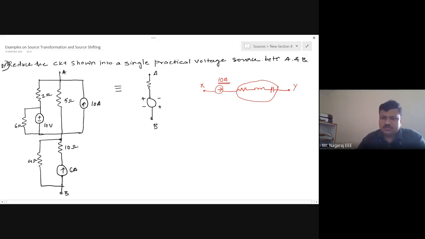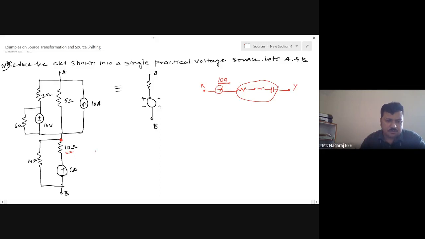One such case we have observed in this circuit: a 10 ohm resistor is coming in series with 6 amperes of current source, and this 10 ohm has no effect on this 6 ampere current source. Whether the 10 ohm is there or not, 6 amperes of current will reach this node.